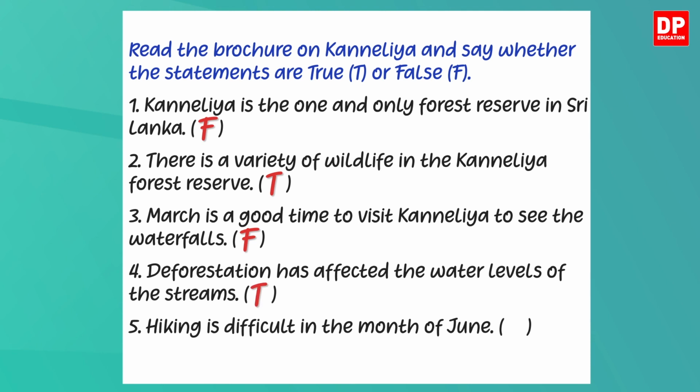Last sentence is, hiking is difficult in the month of June. Read this sentence taken from the brochure. The water level of the streams is low from March to April and August to September. Those are the ideal times to visit Kanneliya for hiking. So what can you say about the month of June? It is not an ideal time for hiking as the water level goes up. So the last sentence is false. I hope you could get all of them correct.